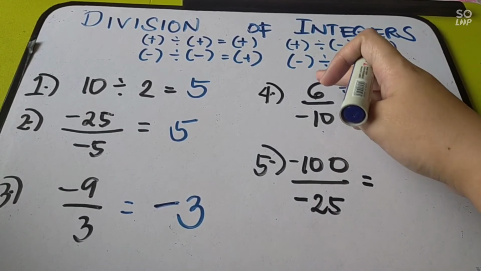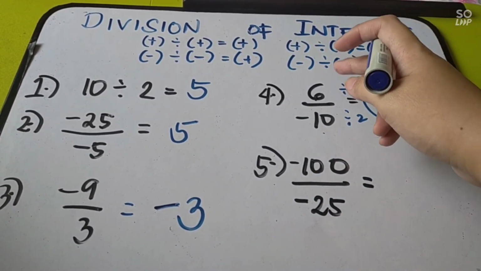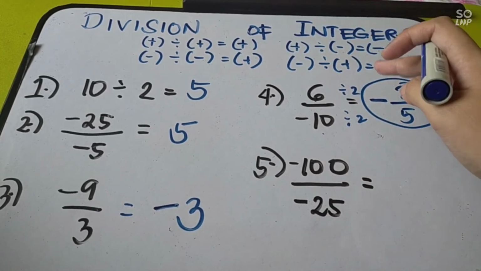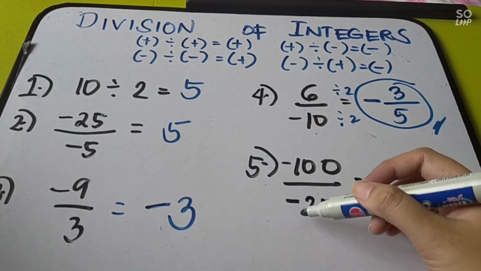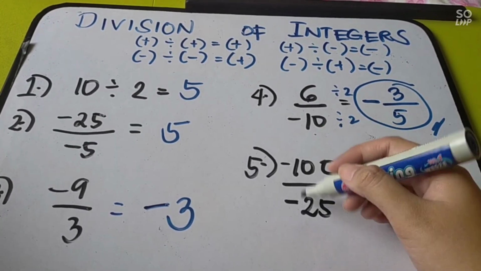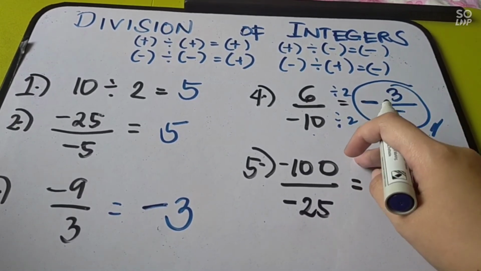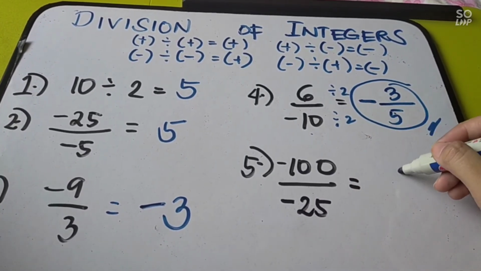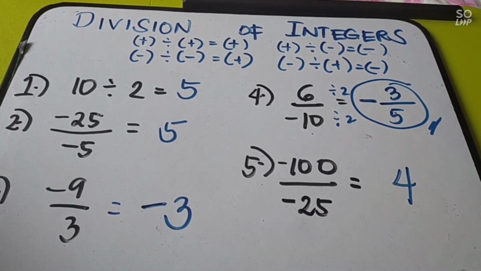Okay? Kapag hindi siya divisible to each other, kapag hindi mo siya kayang i-divide, pa-lowest term ang gagawin ninyo. Next tayo, negative 100 divided by negative 25. So, para sa negative, your answer should be positive. So, since 100 divided by 25 ay pwede, so the answer is positive 4. We're done with division. Let us have more examples.